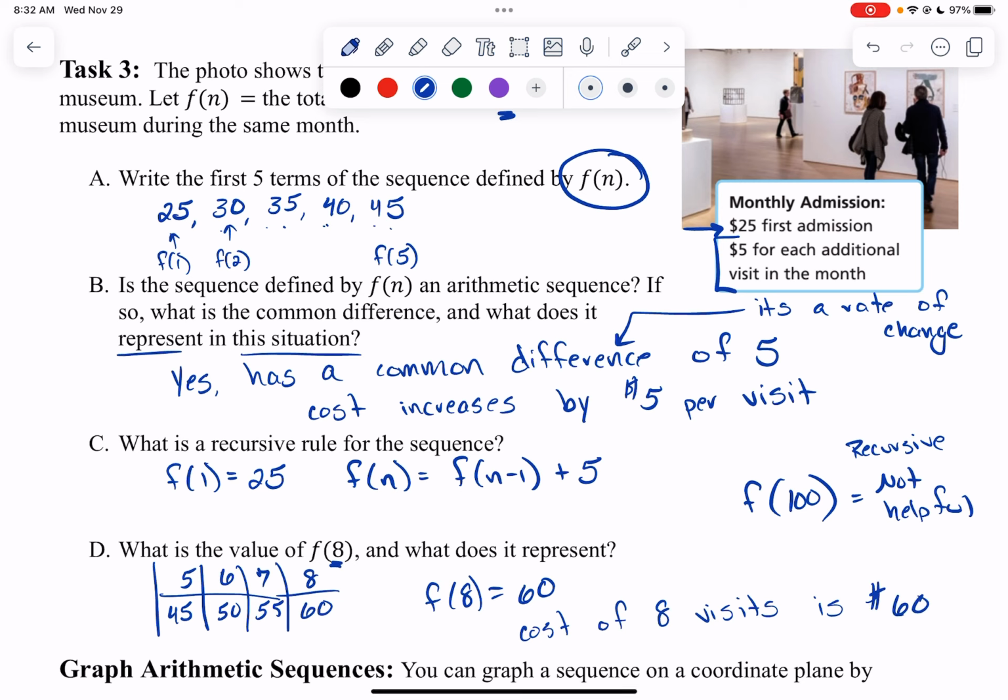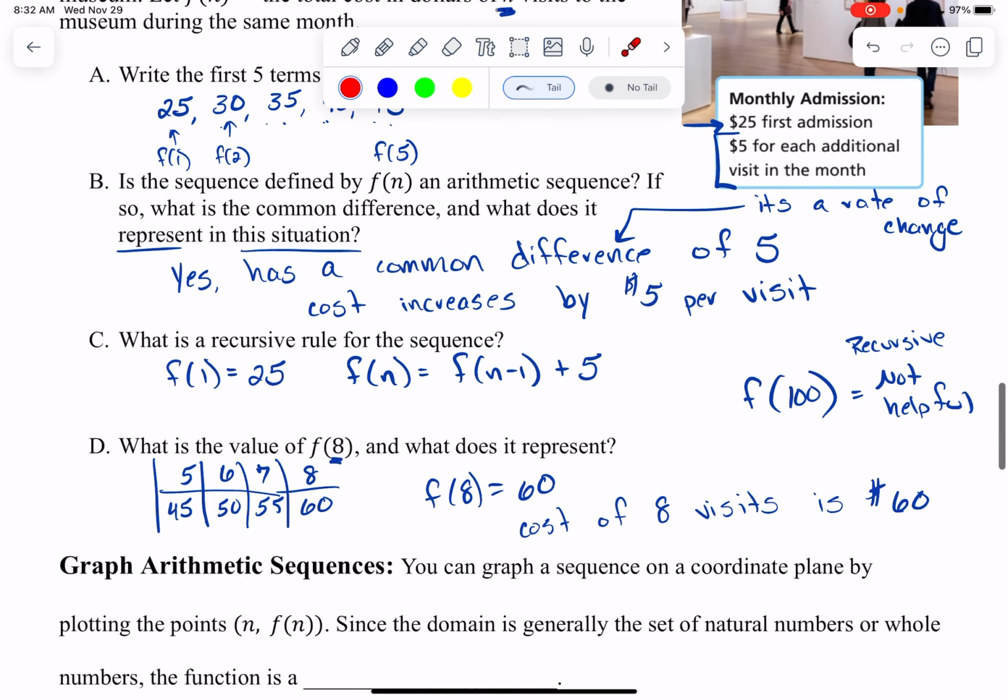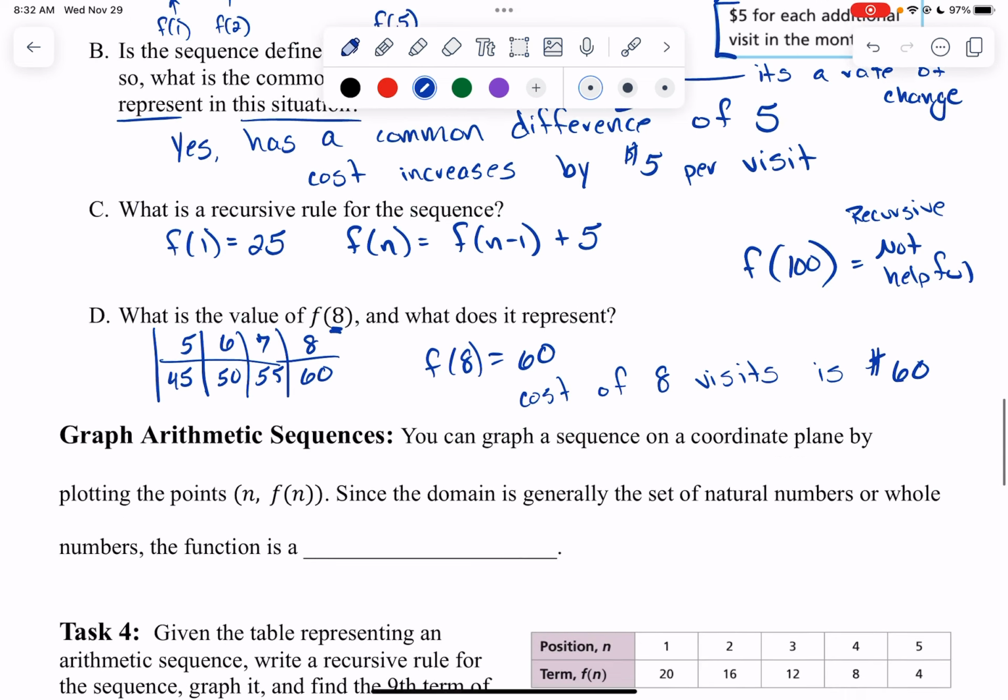Okay. But again, if I needed to find f of 100, a recursive rule is not helpful. I would have to find all of them from 1 to 99. Okay. So we're going to come up with other rules. There's better rules when it comes to finding that later on.